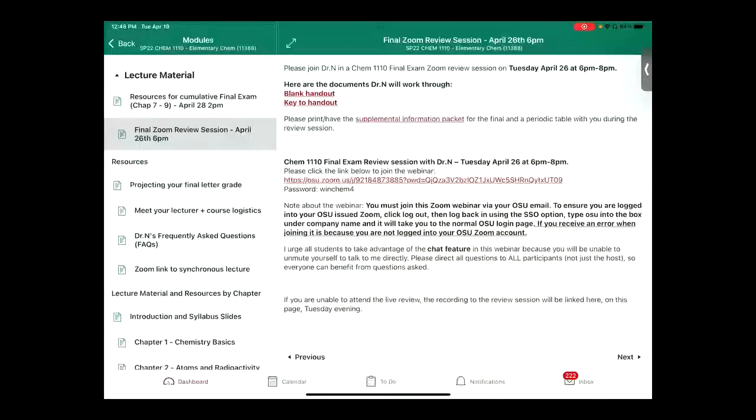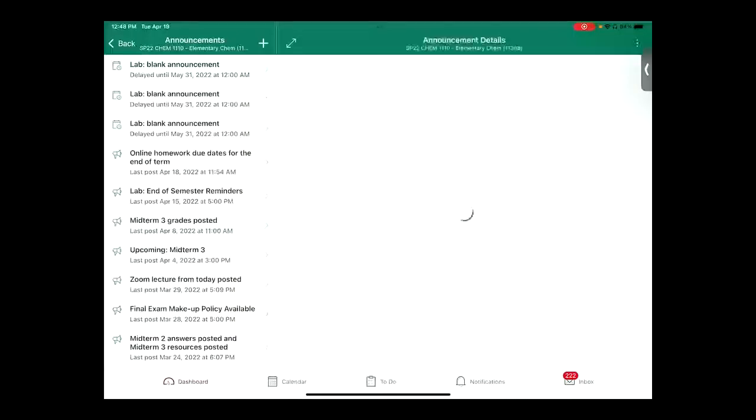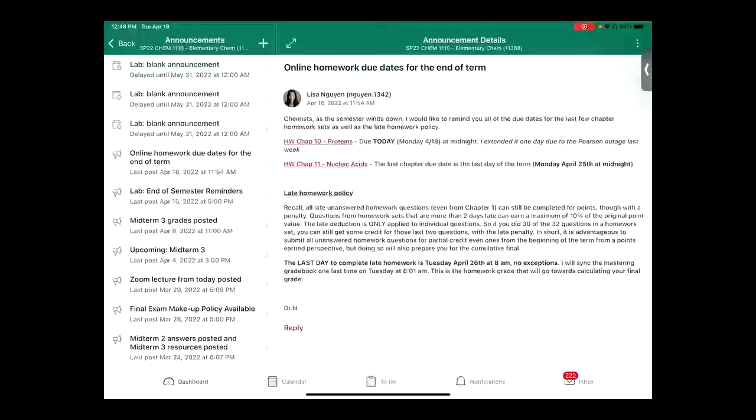Okay. And then the last idea here, I sent an announcement about the last homework due dates. All right, so homework 10 was due yesterday, Monday. I extended it a day because Pearson went down for a couple hours, so I gave you an extra day for homework set 10. But the last homework set for nucleic acids is due on Monday, the very last day of classes at midnight. So I gave you an extra day there. It's a really short homework set.